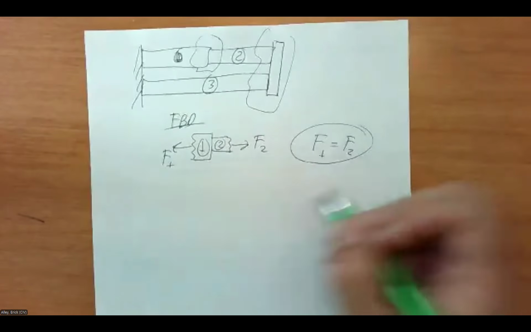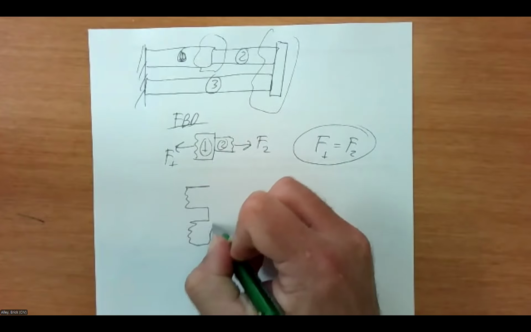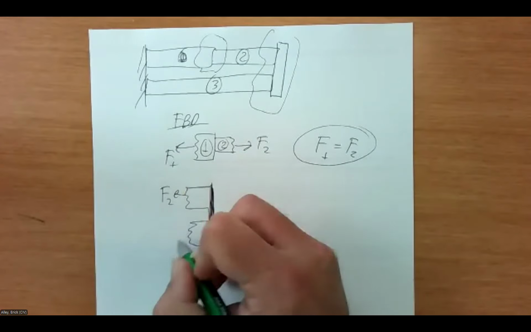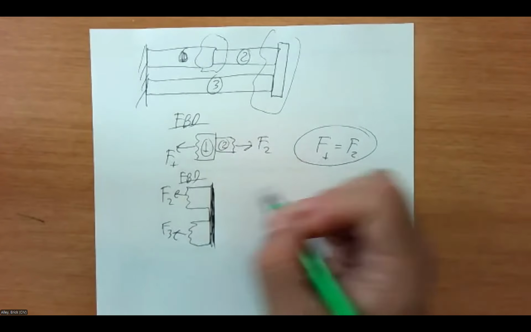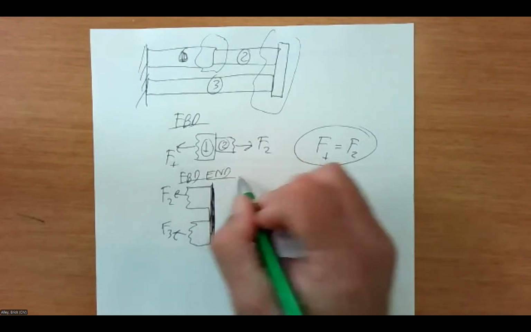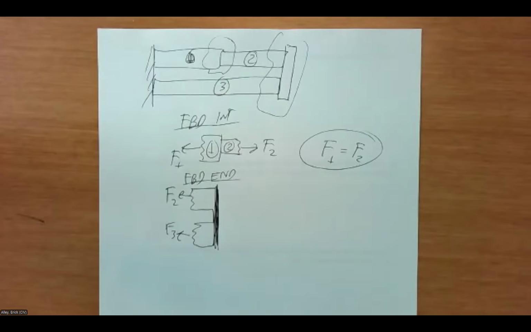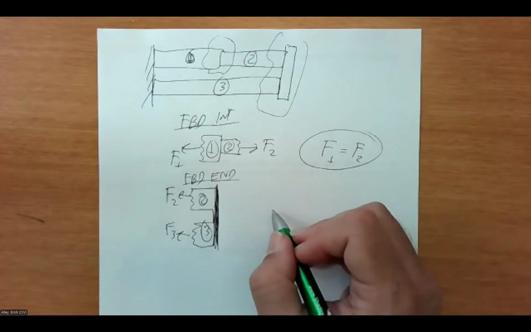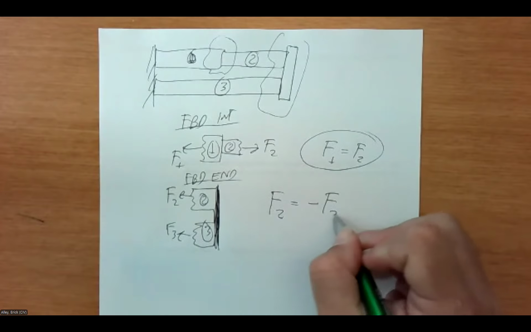And then I can also take a slice on the end. So I've got F2 at the top and F3 down at the bottom. So this is another free body on the end. This one's somewhere in the intermediate region where 1 and 2 meet, and here I've got 2 and I've got 3. So this one, if I sum up forces, I can see that F2 is going to equal minus F3.